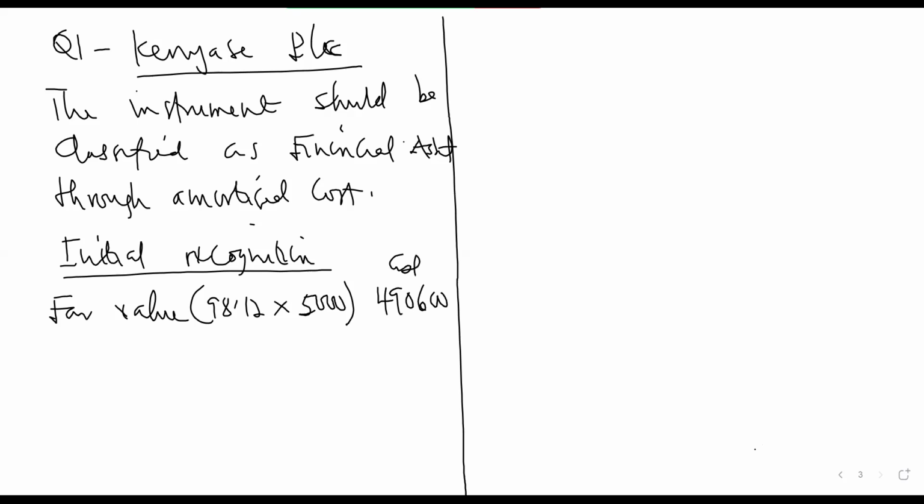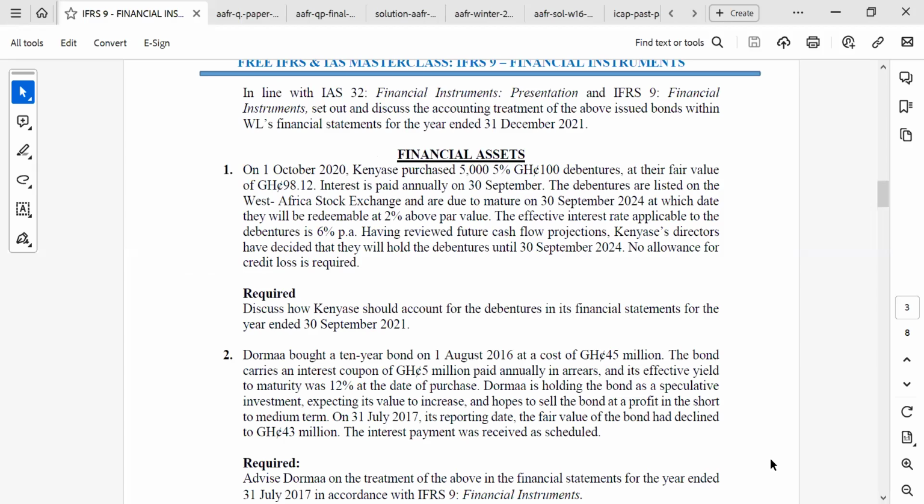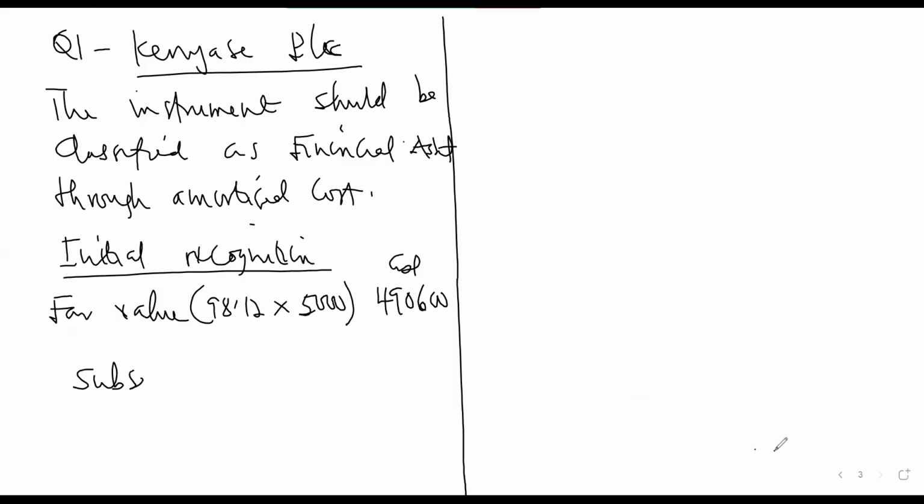Do we have any transaction cost there? No. No transaction cost there, and we have taken into consideration the discount already. So you just come to your subsequent measurement. The subsequent measurement will now be through amortized cost. The initial recognition is at the date of the transaction, so the subsequent measurement will be at the end of the year.